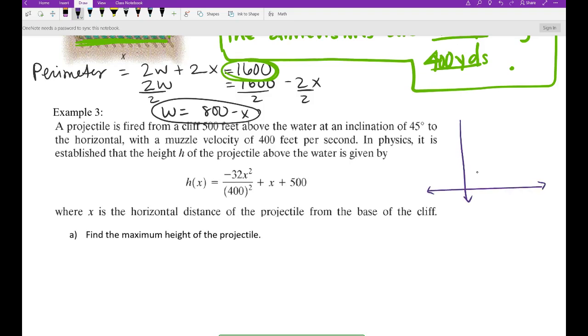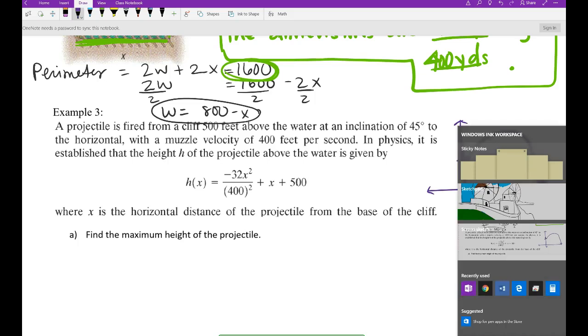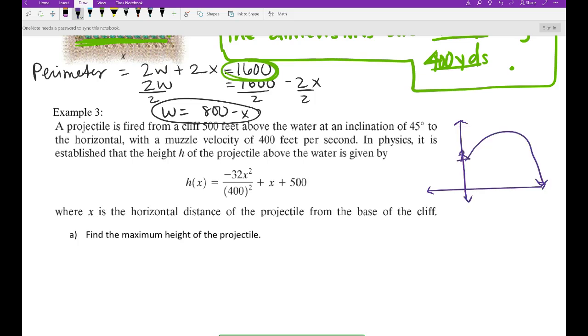You're at a cliff that's how high up, guys? 500 feet. So here you are. You're finding something. Does that look about right? Yeah. So the question is, find the maximum height of the projectile.